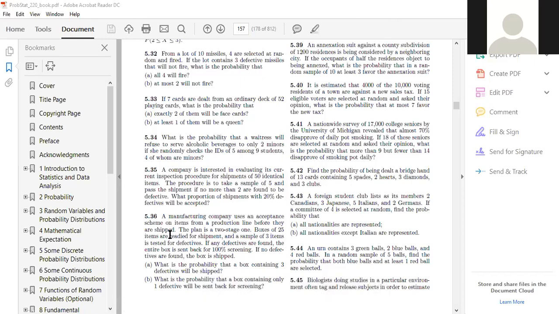And my second part is, what is the probability that a box containing only 1 defective will be sent back to the screening? So, what is the probability that a box containing 3 defectives will be shipped? That means x is equal to 0. And what is the probability that a box containing only 1 defect, meaning x is equal to 1? So that's what we are going to do now.